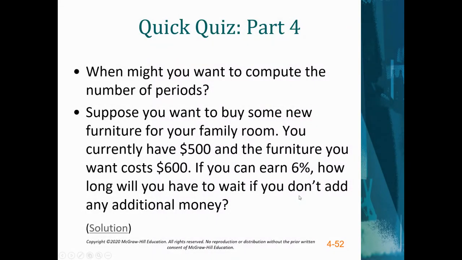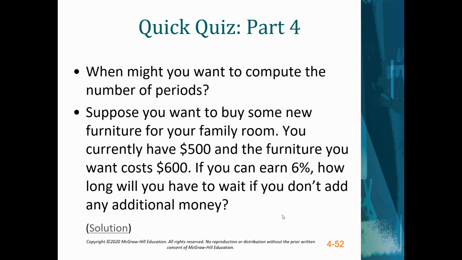Okay. When might you want to compute the number of periods? For instance, here's an example. Suppose I want to buy new furniture for my family room. I currently have $500. I want furniture that costs $600. Right? I can earn 6%. How long do I have to wait if I don't add any additional money?